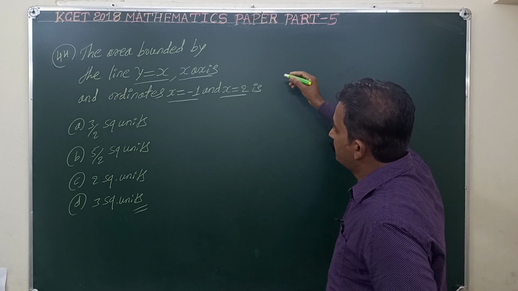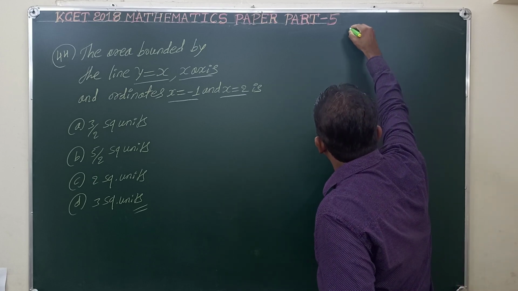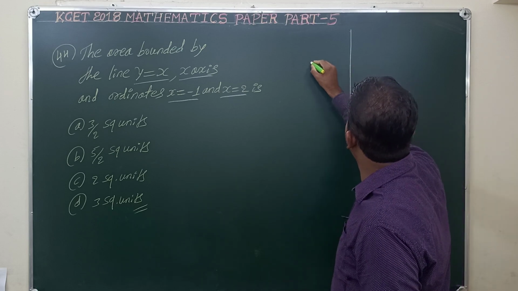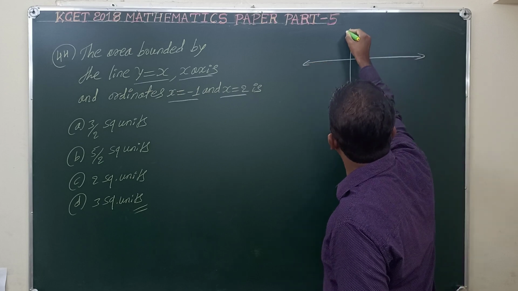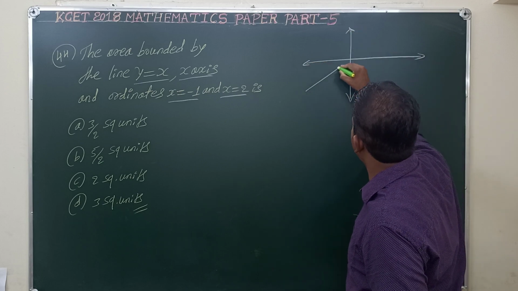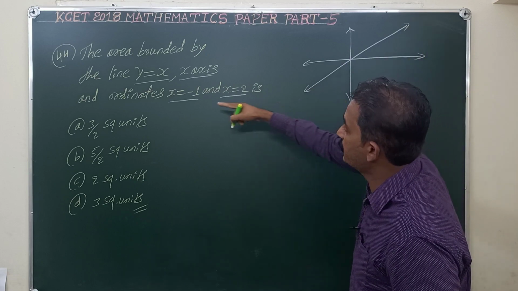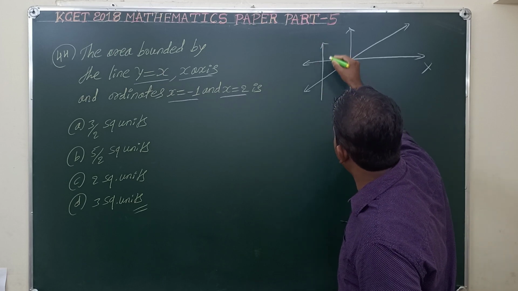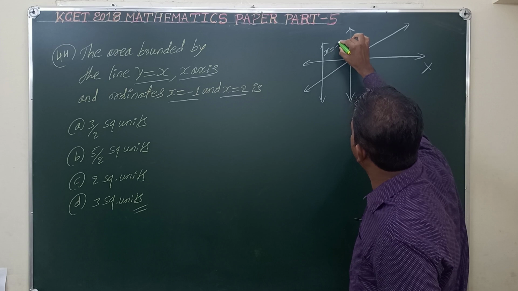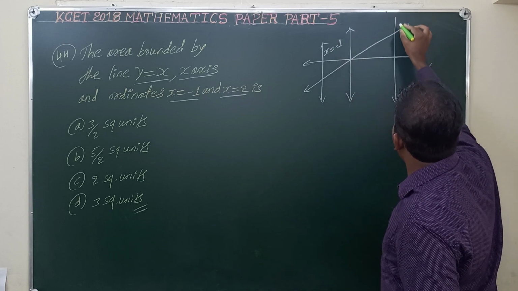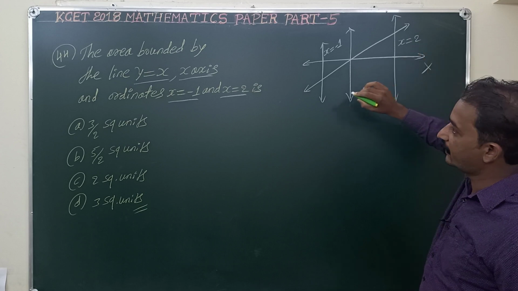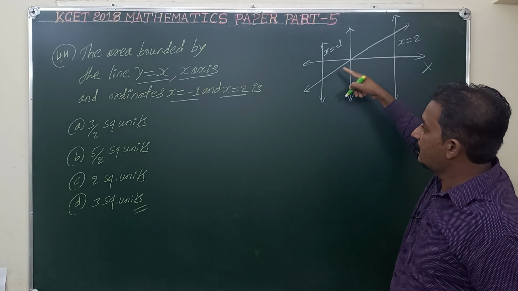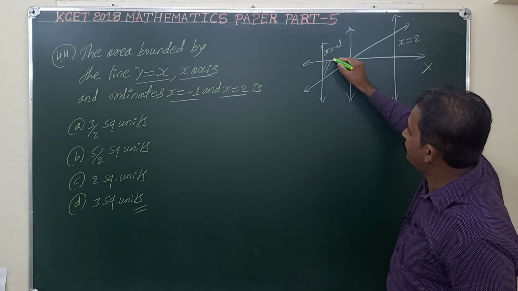Using the graph of this function, y is equal to x is the line passing through the origin, and this is the x axis. x is equal to minus 1 is the line parallel to the y axis, and x is equal to plus 2 is also parallel to the y axis. We have to find the area of the region bounded by y is equal to x, the x axis, and x is equal to minus 1 and x is equal to plus 2. This is the required area.